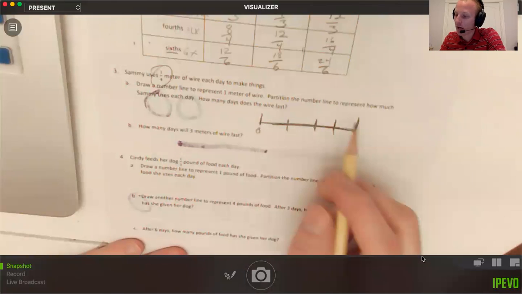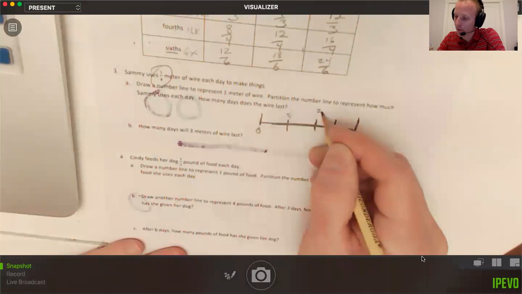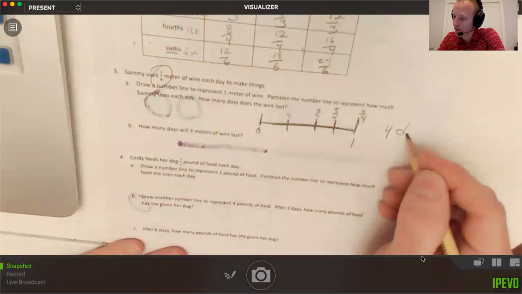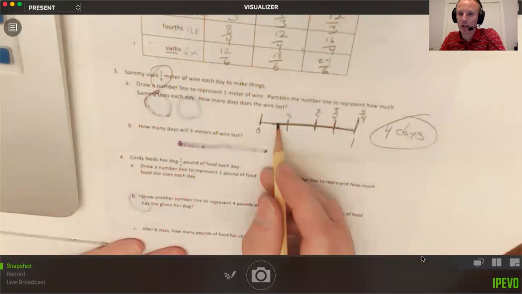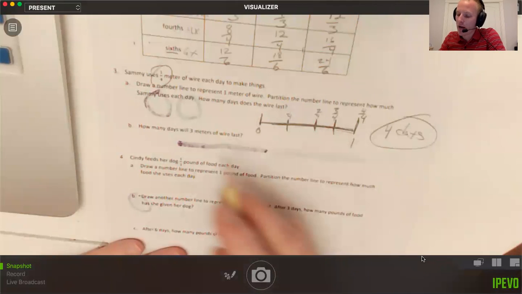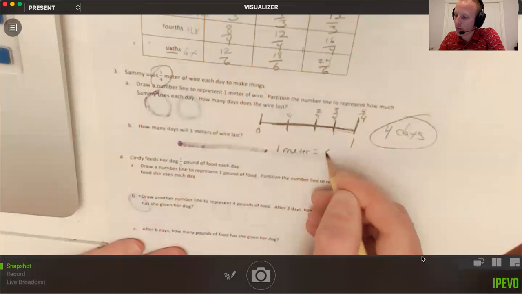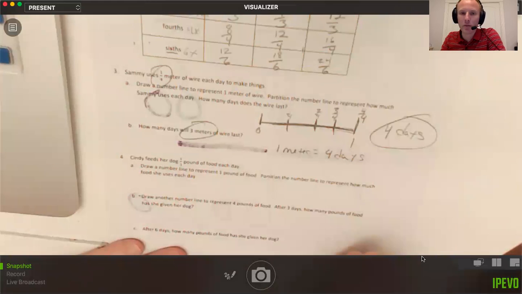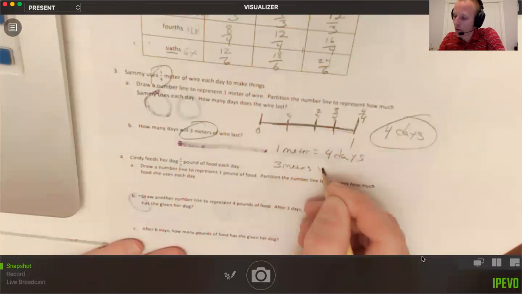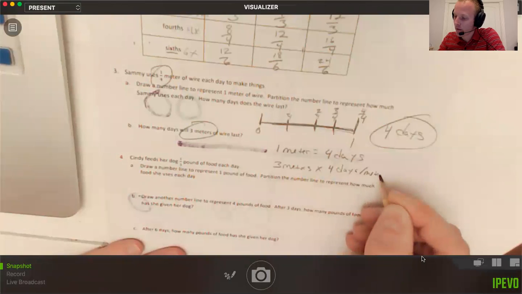How many days does the wire last? Well, this is, like I said, day 1, so 1/4 wire, 2/4, 3/4, 4/4. It lasts 4 days. He uses this on day 1, this on day 2, this on day 3, that on day 4. So I know 1 meter equals 4 days. Well, how much does 3 meters last? So 3 meters times 4 days per meter equals 12 days.